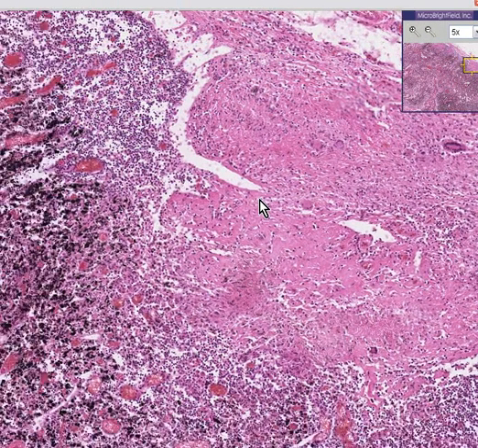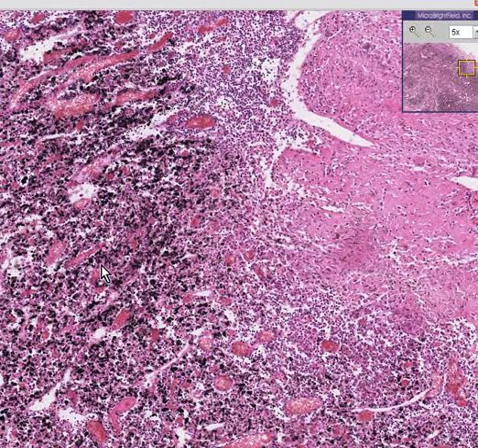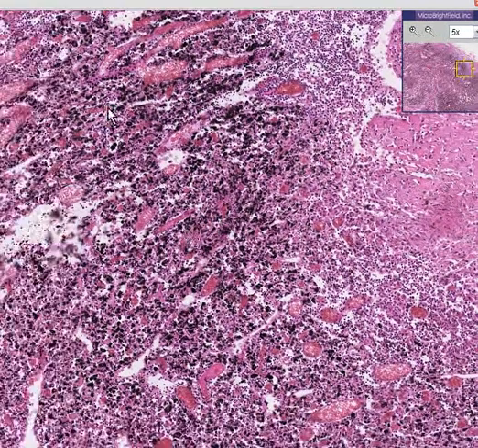And in addition, as an incidental finding, which is present in practically 100% of everybody in the world, you have some anthracotic pigmentation within the macrophages of the lymph node as well.